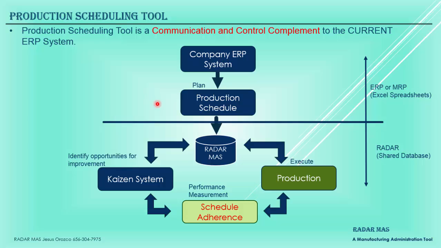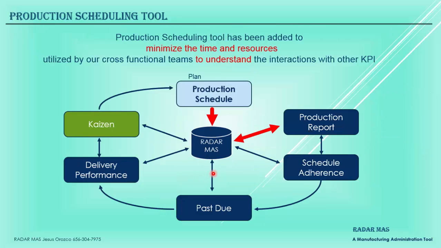As a matter of fact, once the production schedule is ready in an Excel spreadsheet, it can be transferred into RaiderMass. And once it is in RaiderMass, the interaction between the production results, the schedule adherence, and the Kaizen system starts.